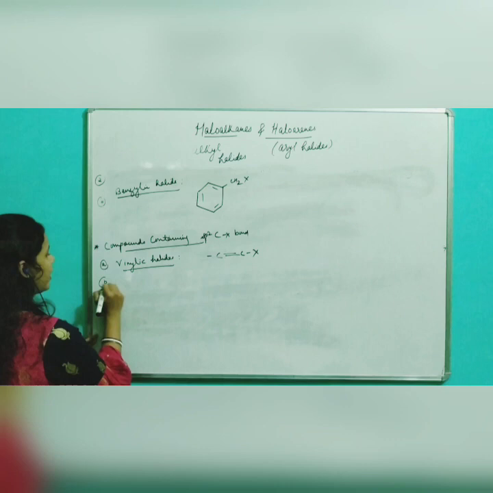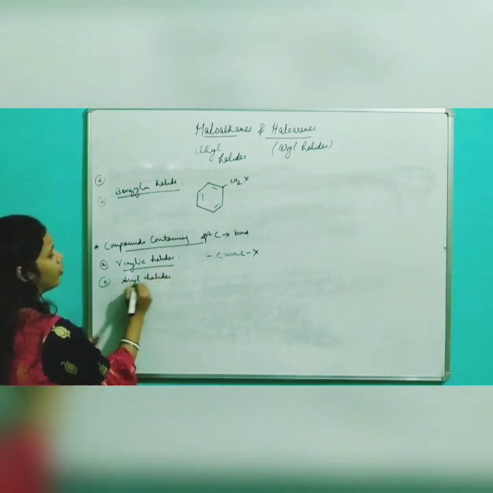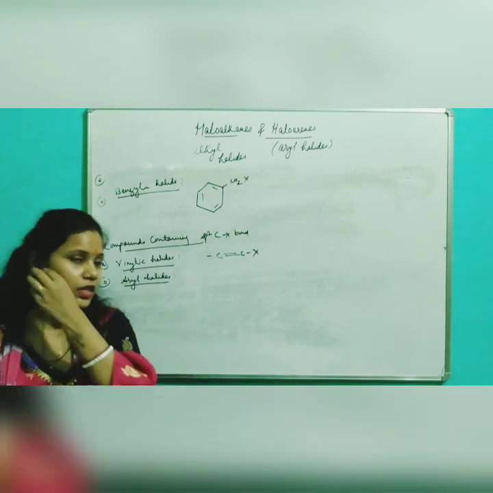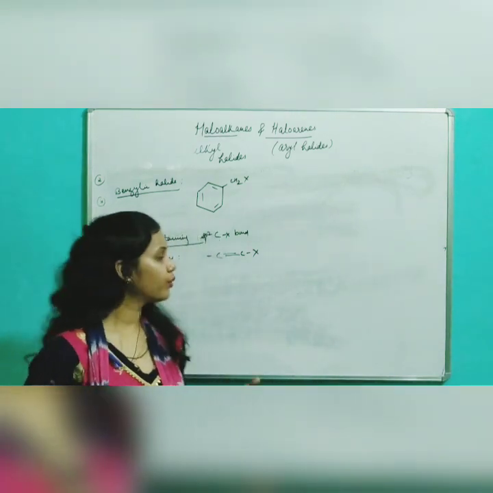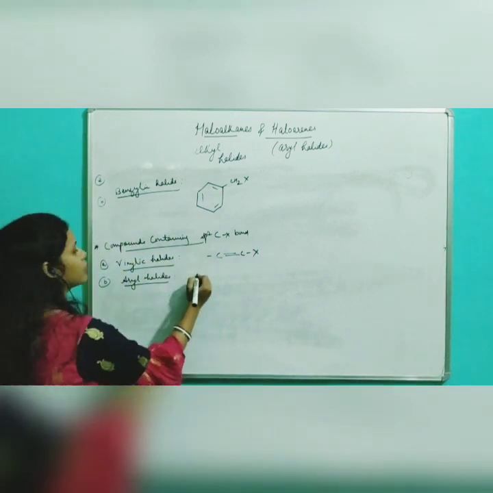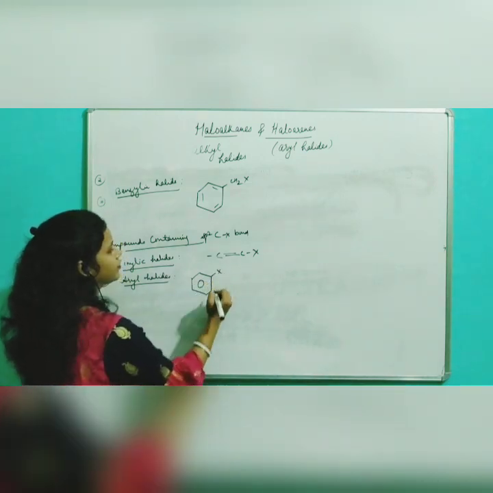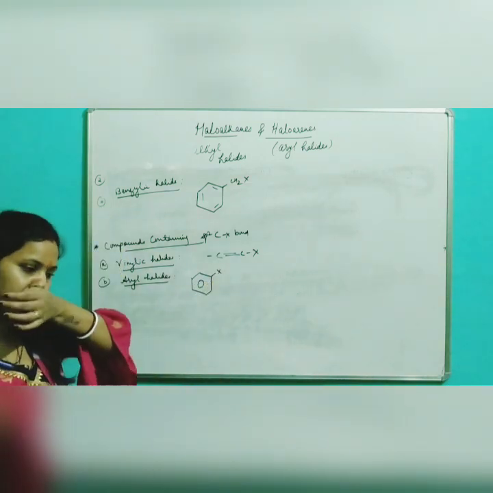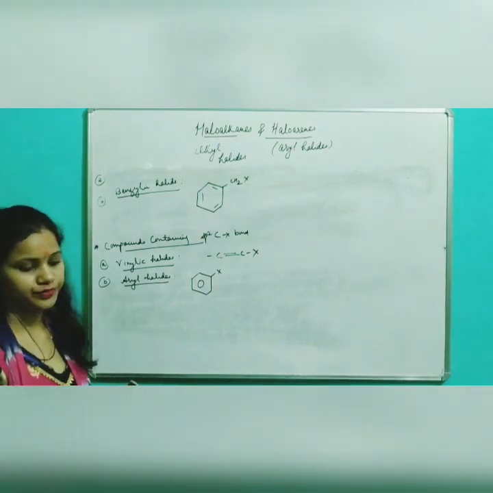Then we have aryl halide. Aryl means the aromatic ring. So these are the compounds in which the halogen atom is attached to or bonded to the sp2 hybridized carbon atom of an aromatic ring. So it is like this, directly.